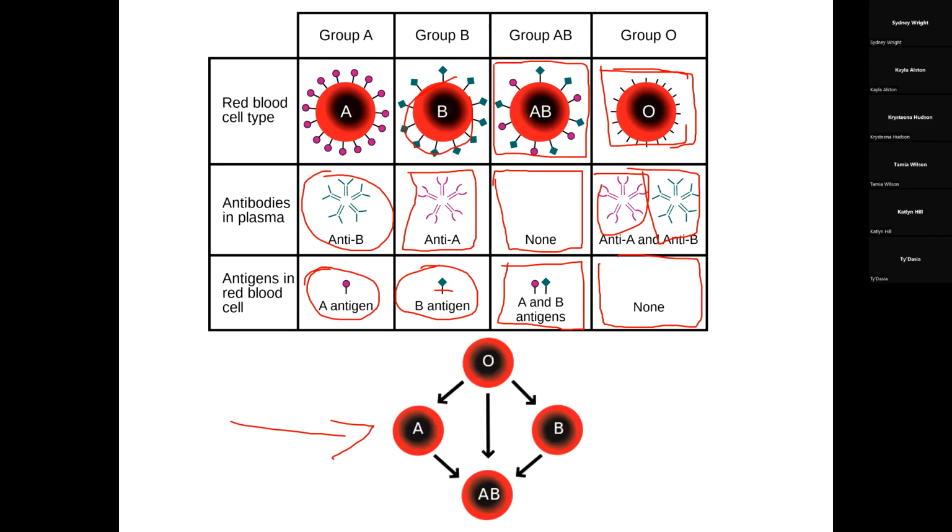O, because you've got no antigens, you're going to attack all of the antigens. So because you've got no antigens, you can give it to anyone because they won't have antibodies against you. But you can only receive from other O's. Whereas if you've got AB, you're a universal receiver because you don't have antibodies against A or B because you've got them. And you don't have any antibodies against O because it's got nothing to have an antibody against.